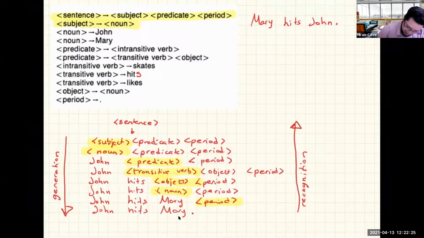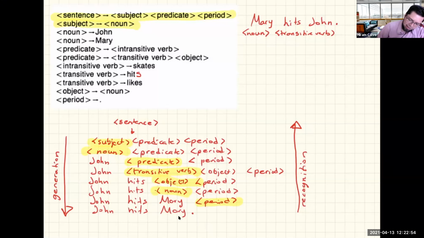Sorry. Mary is a noun. Let's do all of them in a single iteration. Hits is a transitive verb. And John is a noun. And finally, this is a period.